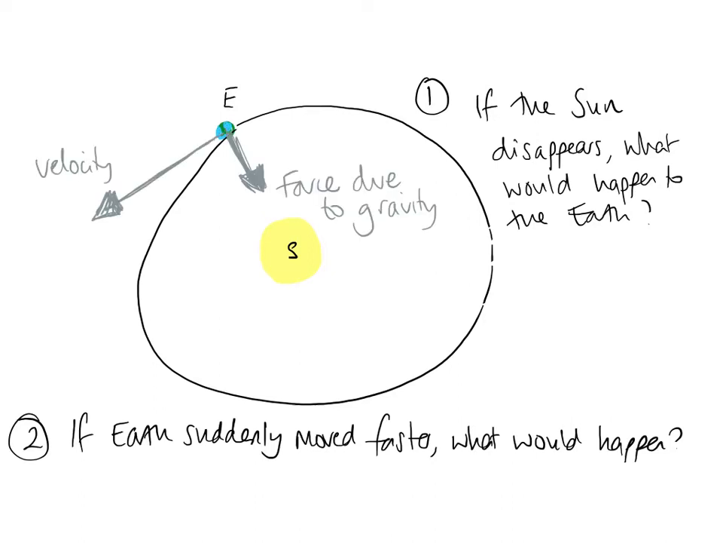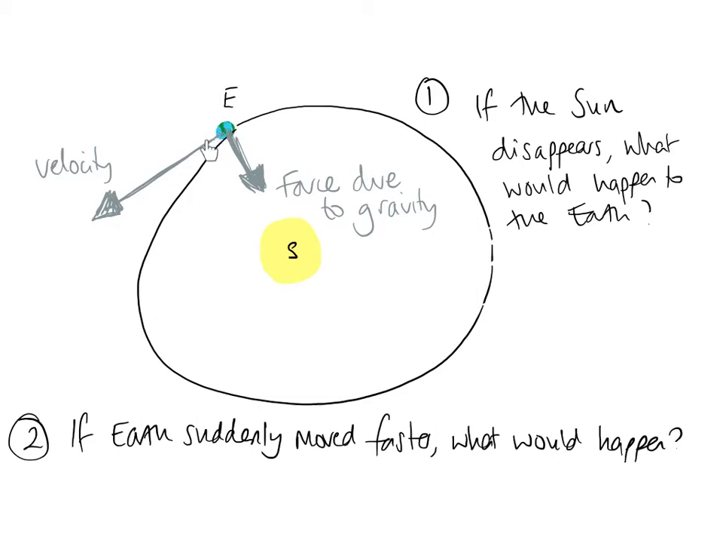Let's have a look. First of all, before we answer the question, let's just remember that the Earth is attracted to the Sun, so there's a force due to gravity acting inwards, but the Earth is also moving forwards with a certain velocity, and they're independent of each other, so they're at right angles. So if the Sun disappeared, that means there'd be no more force, so the Earth is going to move off at a tangent.